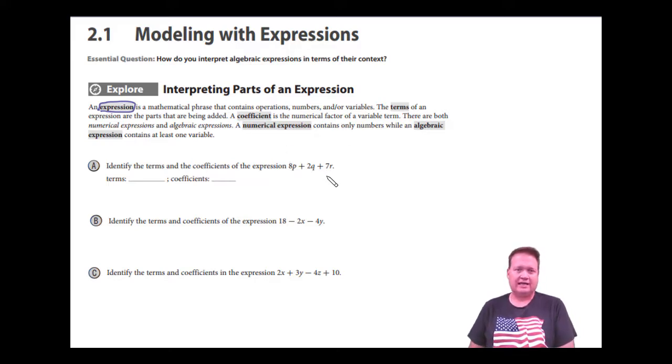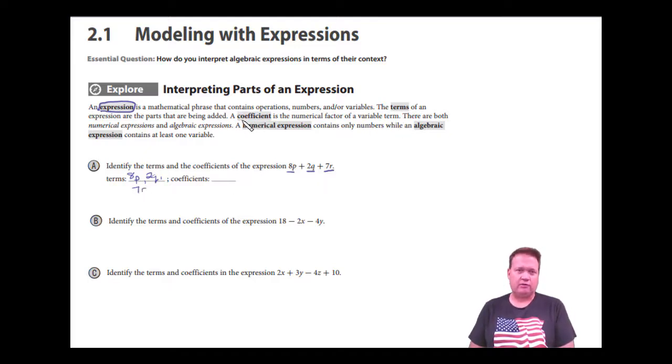Those are all expressions, and expressions contain what are called terms. Each one of these pieces is a term. So this problem actually has three terms. One of the terms is 8p, one is 2q, and one is 7r.